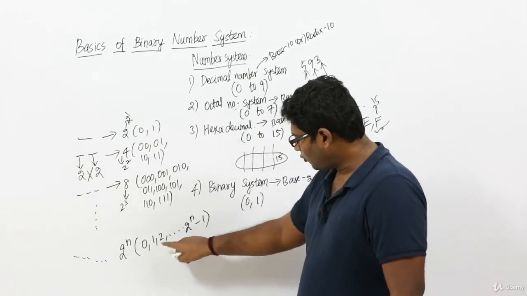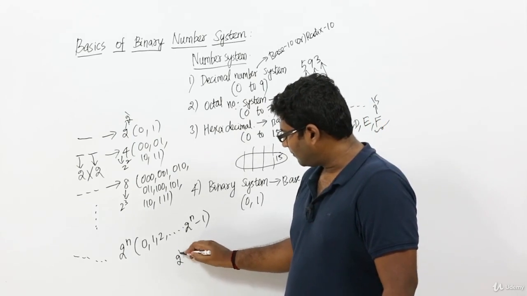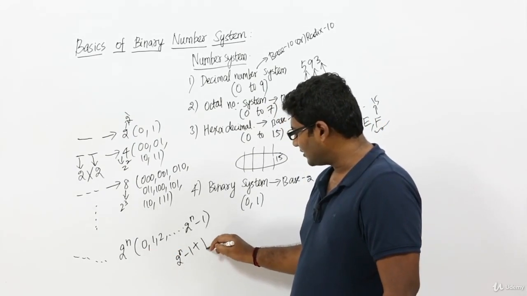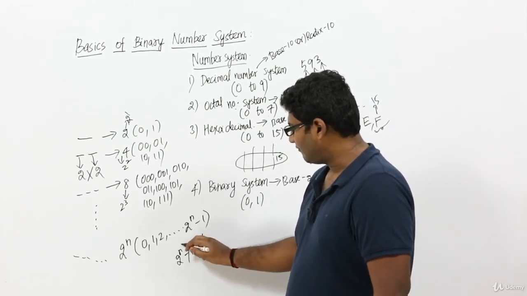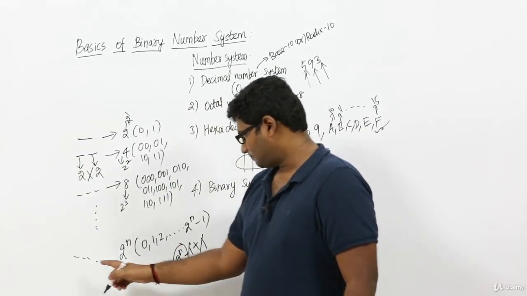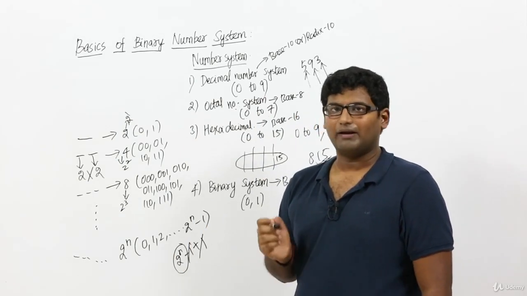From 1 to 2 power n minus 1, there are 2 power n minus 1 numbers. Along with it, I am also adding 0, so it is plus 1. One more number we are getting, and so both will cancel, and we get a total of 2 power n numbers. So with n bits, we can represent 2 power n numbers in the binary number system.